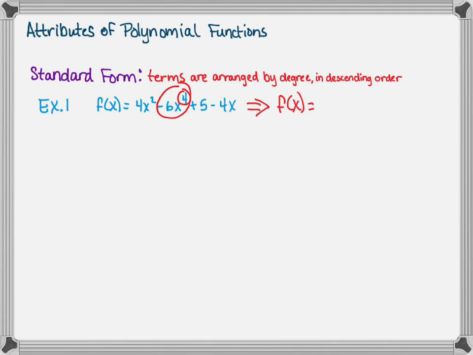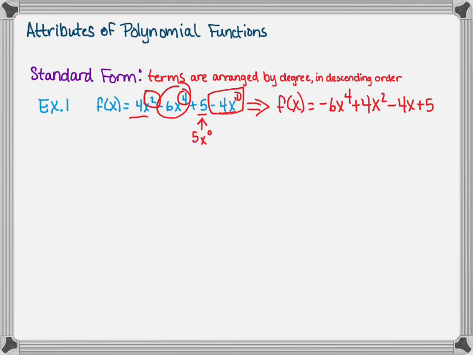So this term, negative 6x to the fourth, will go first. And we'll look now for the next highest degree, or next highest exponent, that's 2. So 4x squared will go next. And then this last term, negative 4x, actually has an exponent of 1. That's our next term, because that's the next highest exponent. So negative 4x goes next. And then we're left with our constant, plus 5.